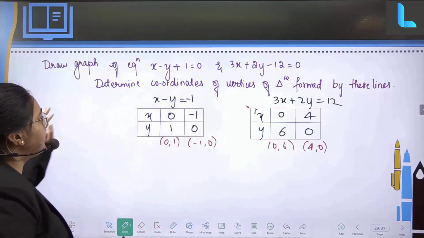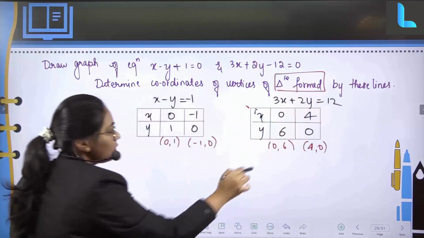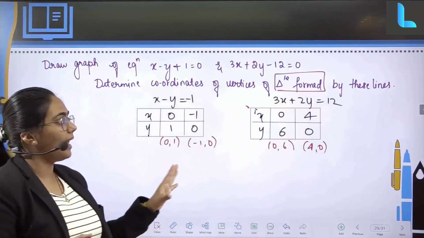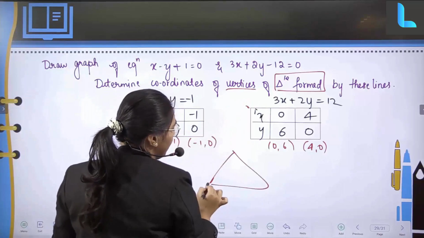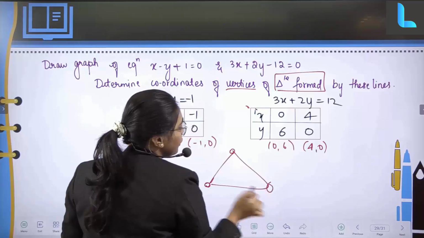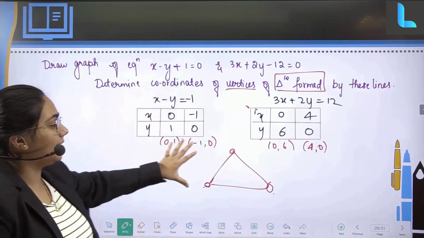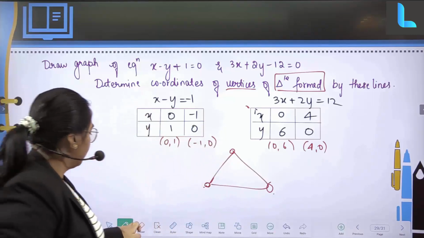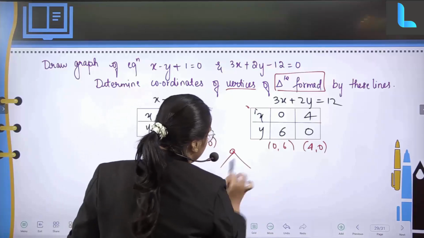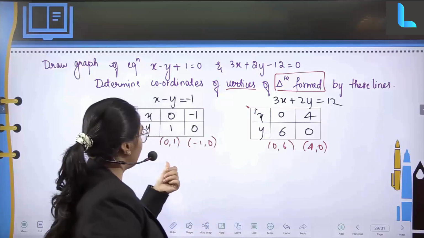What does the question tell? Determine the coordinates of the vertices of the triangle formed. So these points are going to form a triangle and we have to write the vertices. If it is a triangle, you will be having 3 different vertices. So we have to write the coordinates of the vertices of the triangle which is going to form when we are plotting the graph. That is what we have to show.